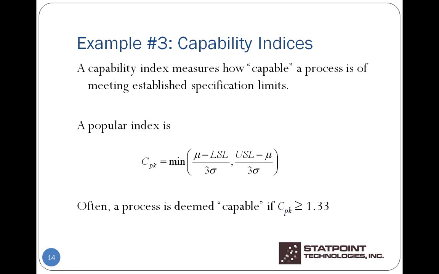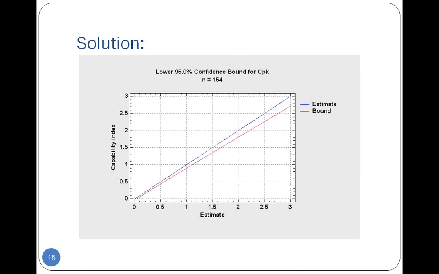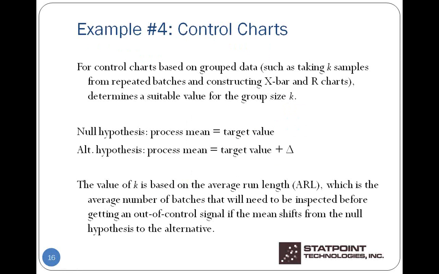Okay, so there's a place you can go to figure out what a reasonable sample size is, if you're doing a control chart. There's a procedure in Statgraphics that'll tell you what sample sizes you should take for your control chart. Now I'm going to consider in particular control charts that are based on group data. A typical example would be someone that makes batches of items or batches of a product, and from every batch takes K samples.